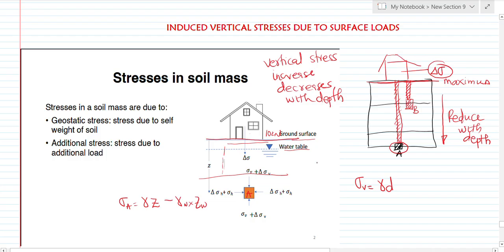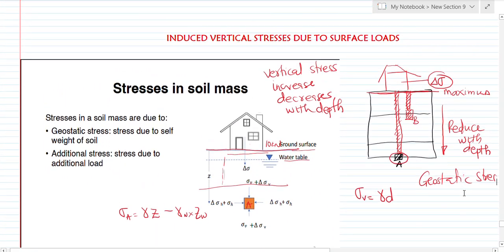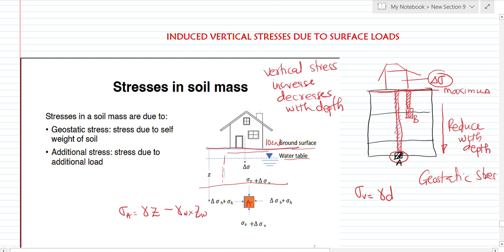You get it? But when we come to the geostatic stress, the stress as a result of the soil layer, it increases with depth. So let's take note of it.